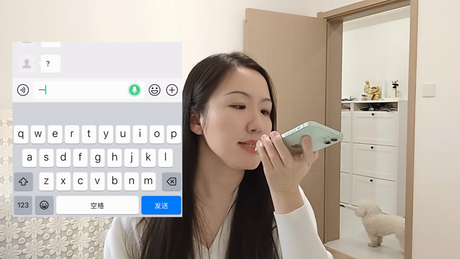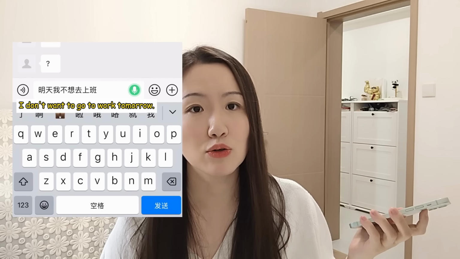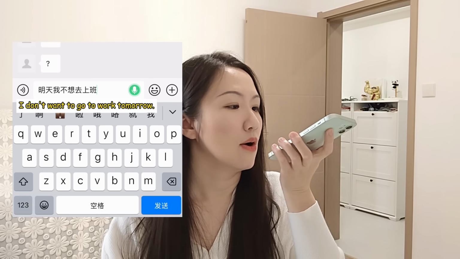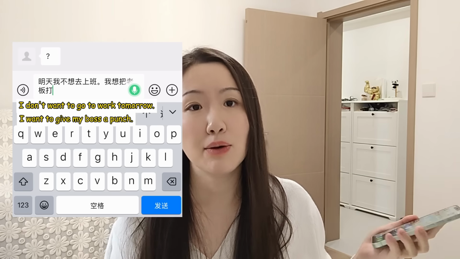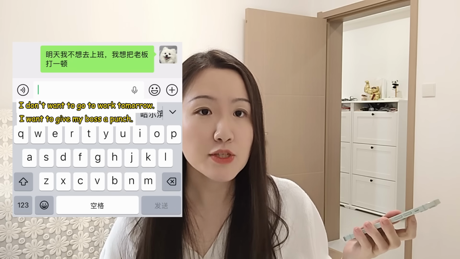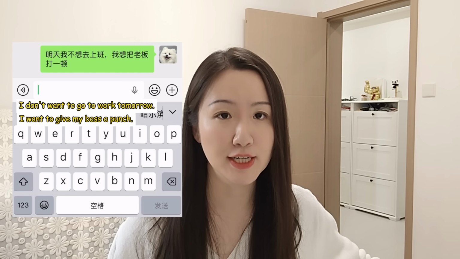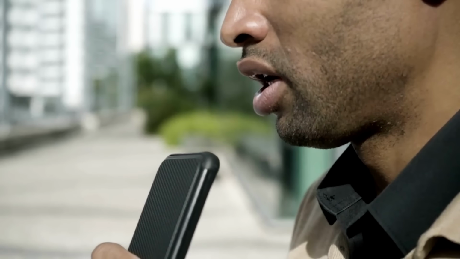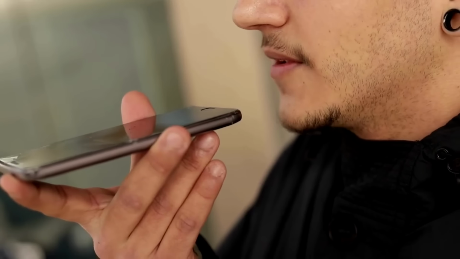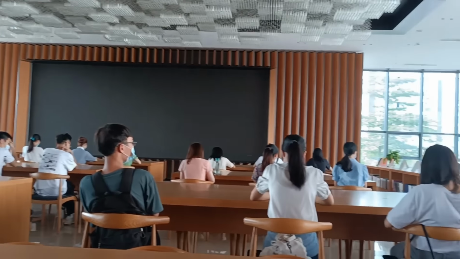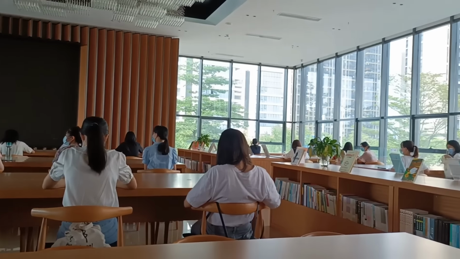You say, 明天我不想去上班. I don't want to go to work tomorrow. The phone types it perfectly. Then you continue, 我想把老板打一顿. I want to give my boss a punch. The phone still types it perfectly. Adds punctuation. Keeps a calm, professional tone. Voice input works very well in Chinese because syllables are clear and usually context is very strong. The downside is, not everything you want to say is meant to be said out loud, which means voice input is very efficient, but not always socially appropriate.